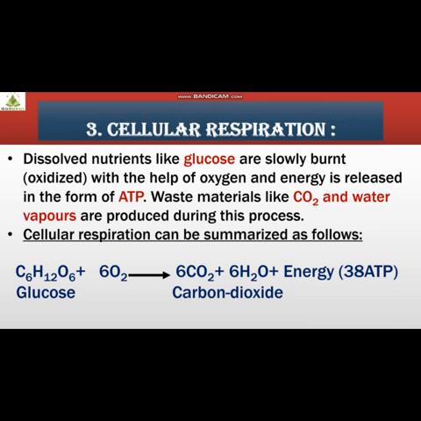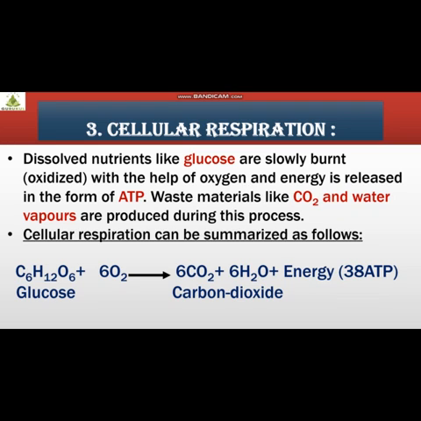Last chapter, we learned the full form of ATP, that is adenosine triphosphate. So remember, when glucose is oxidized, we get energy in the form of ATP, adenosine triphosphate. Waste materials like carbon dioxide and water vapors are produced during this process. Whatever oxidation of glucose molecules takes place, it gives rise to carbon dioxide and water as byproducts.